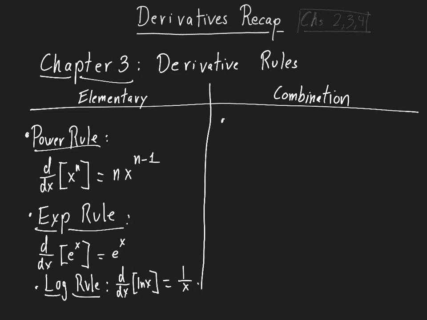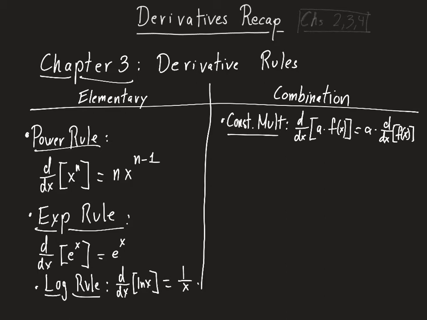There are 5 combination rules, of which 3 are particularly important. The first is the constant multiple rule. The constant multiple rule is very simple. It tells you that the derivative of a constant times your function is equal to the constant times the derivative of the function. In other words, like I like to say it, constants pull out of derivatives.